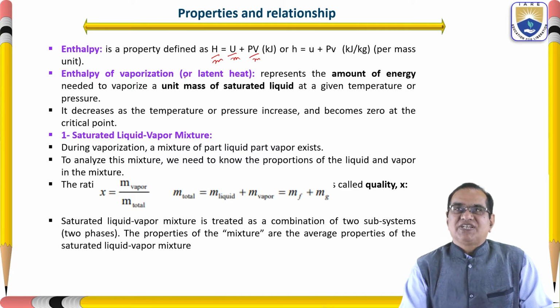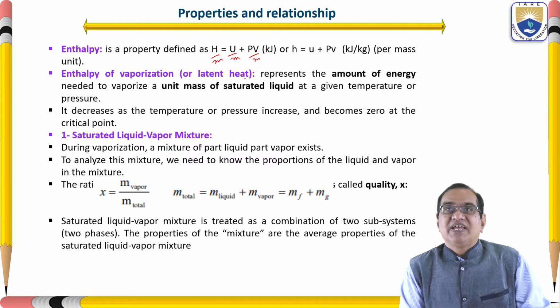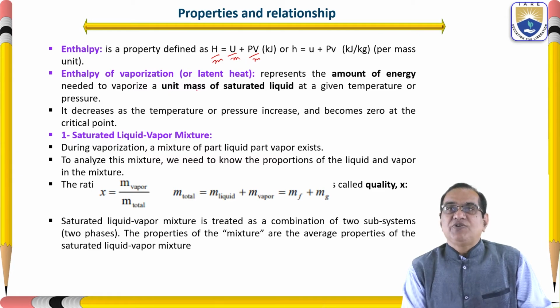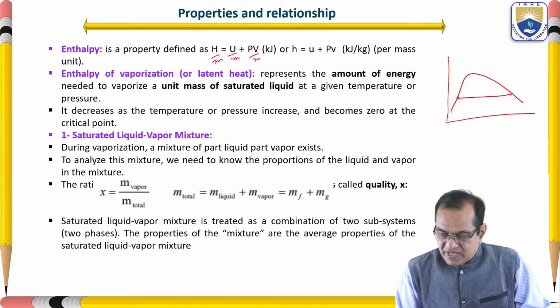Enthalpy of vaporization, or the latent heat. So what is the enthalpy of vaporization? That is called the latent heat. It represents the amount of energy needed to vaporize a unit mass of saturated liquid at a given temperature or pressure. So if you see here, from here to here, this is the P and this is the V.